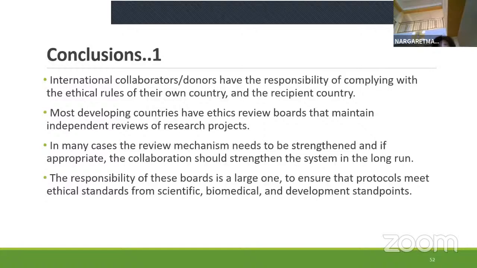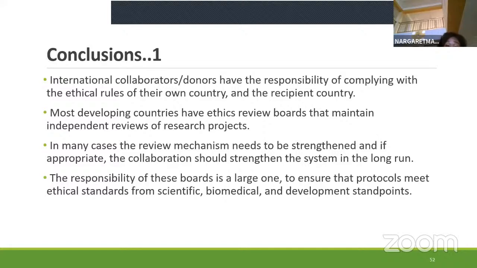As I mentioned earlier, when you are submitting a protocol for approval, you must have the certificate of having experience or having gone through either the CITI or TRREE training online, in those key areas that are considered relevant to clinical trials. So in concluding, international collaborators or donors have the responsibility of complying with the ethical rules of their own country and the recipient country.